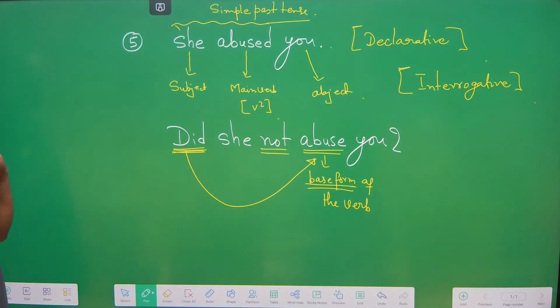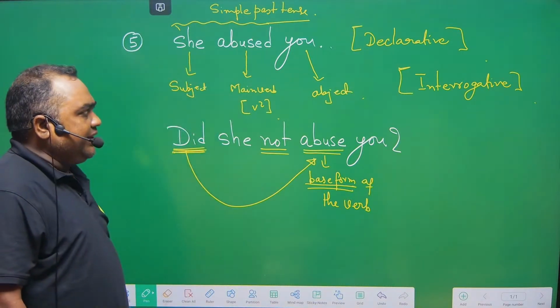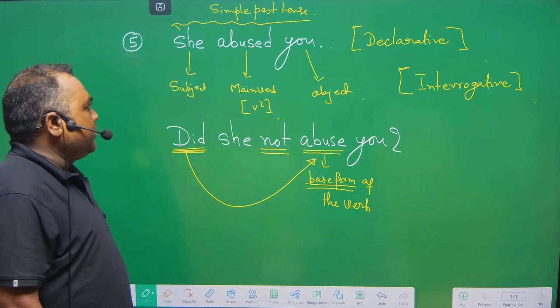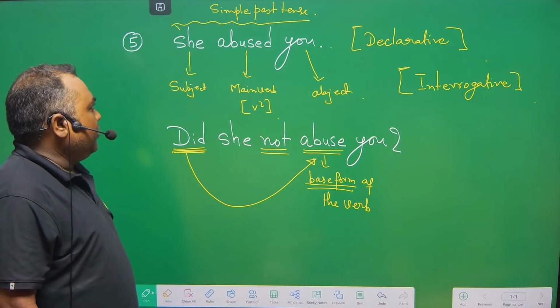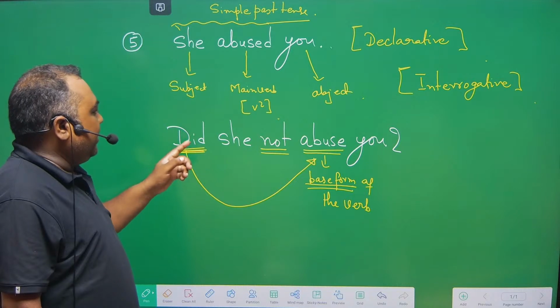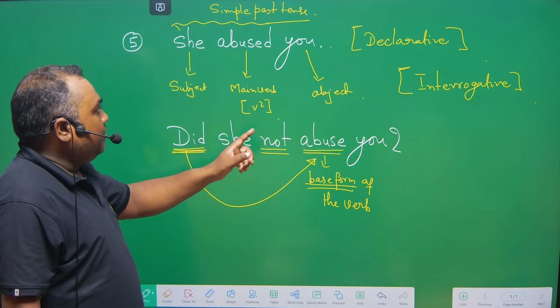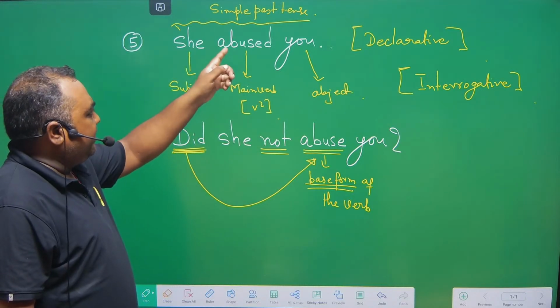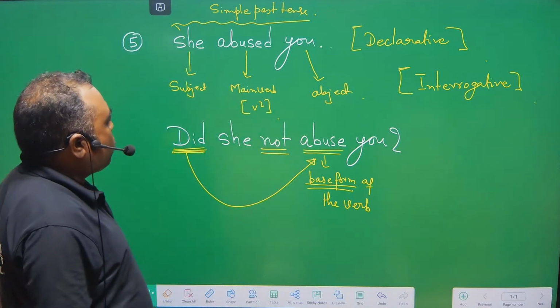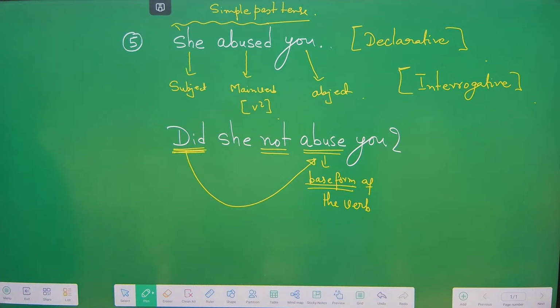So did you get my point, student? She abused you. This sentence is in declarative form. So this sentence is in simple past form. So what we did, we just started this sentence with did. Afterwards we inserted the subject. Afterwards we inserted the negative word not. Why? Because there is no negative word in the declarative sentence. So did she not abuse you? Got my point? Note it down, student.